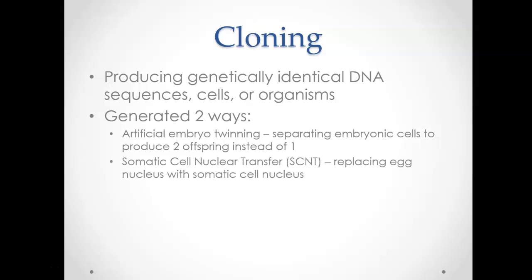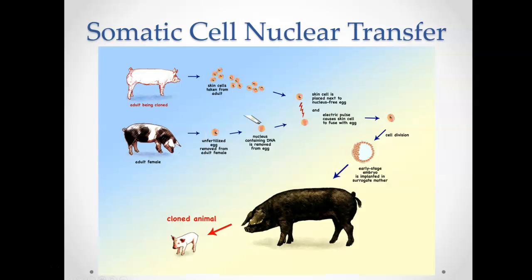Or you can use something called somatic cell nuclear transfer, and this is when you are replacing an egg nucleus with the somatic cell of another organism. So let's talk about somatic cell nuclear transfer and how we create a cloned pig.